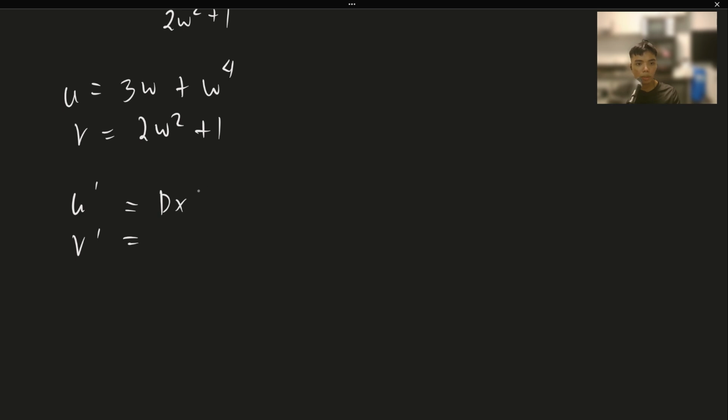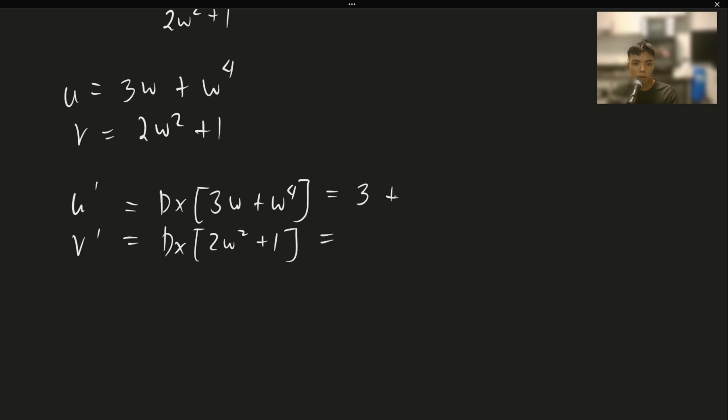So that's the derivative of u, which is 3w plus w raised to 4, and the derivative of 2w squared plus 1, or v. Now, again, we can just distribute these and evaluate each term independently, but I'll just go straight ahead with it. So the derivative of 3w is just 3. Derivative of w raised to 4, that's 4 times w raised to 4 minus 1, as per the general power formula.